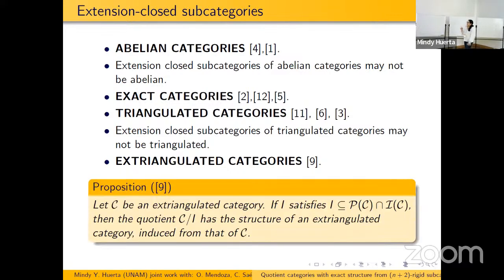Another interesting phenomenon happens with quotients. If you take a quotient in an X-triangulated category, it is very hard to say that the quotient admits an X-triangulated structure. But there is some result for this kind of categories. We have, for example, this proposition by Nakaoka and Palu: if you have a subcategory inside of this intersection, the class of projective-injective objects, and you take the quotient, it admits an X-triangulated structure. But in general, if you want to study some kind of quotient, we do not know anything.